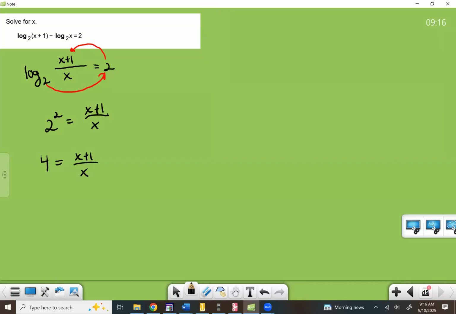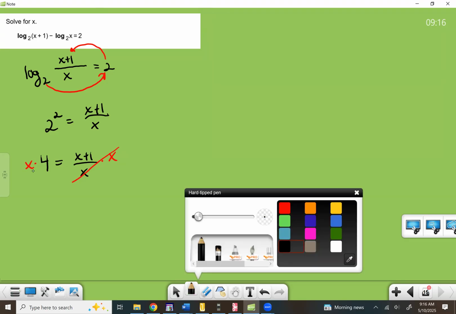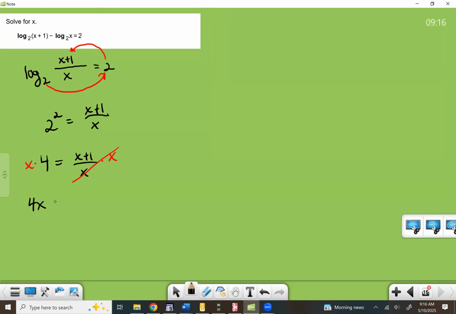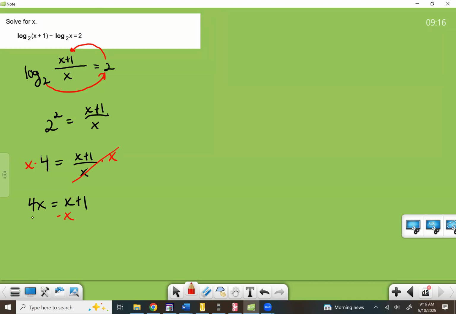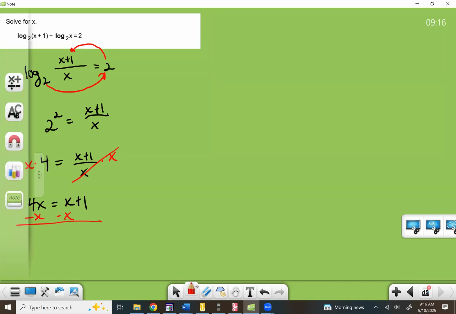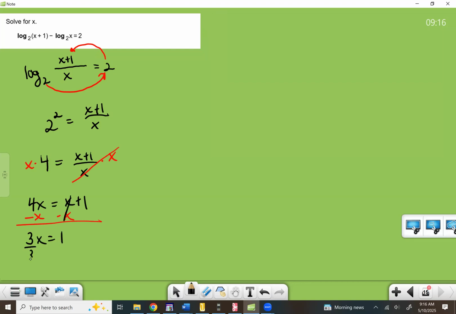The first thing I'm going to do is get rid of the fraction by multiplying by the denominator, because then I can cancel these x's here. So x times 4 is 4x. And then we just have to solve this linear equation. I'm going to subtract an x from both sides. So 4x minus 1x gets us 3x. These x's cancel. And then I'm going to divide by 3 on both sides to get that x equals 1/3.